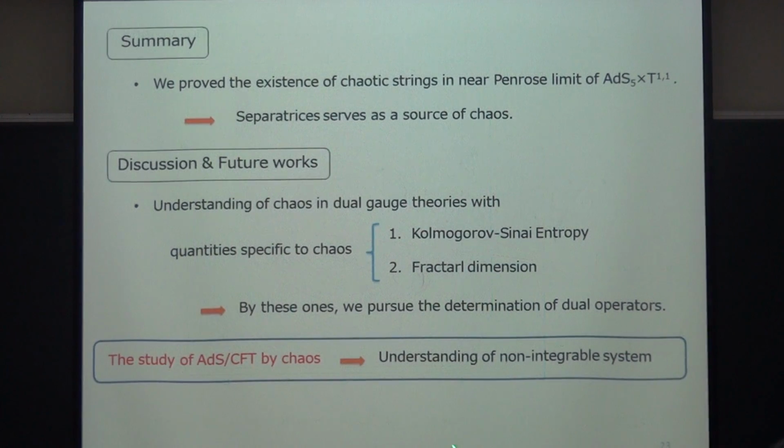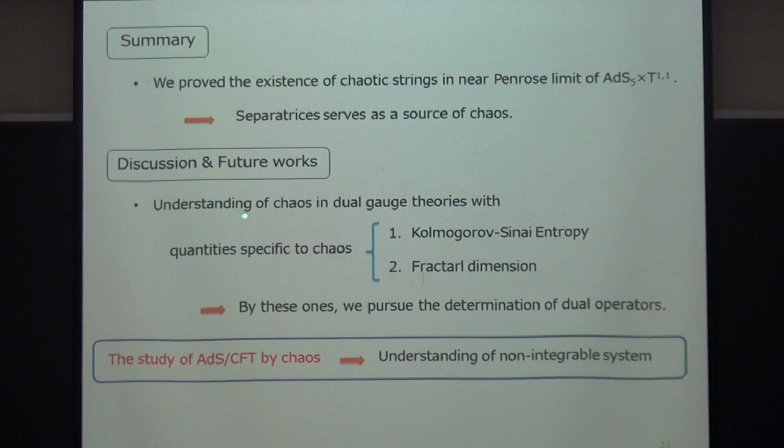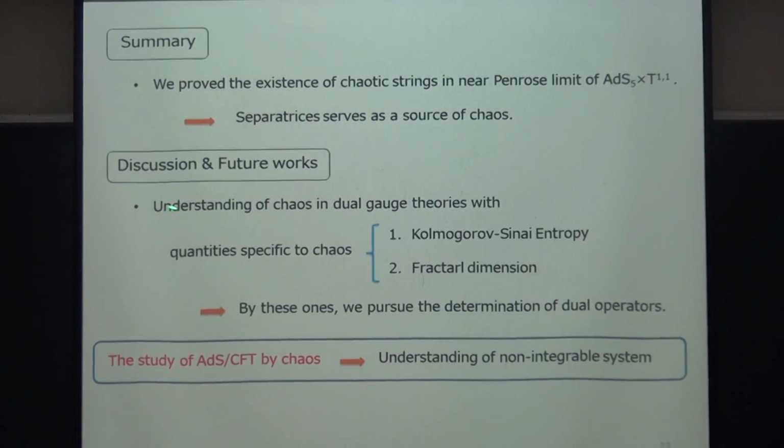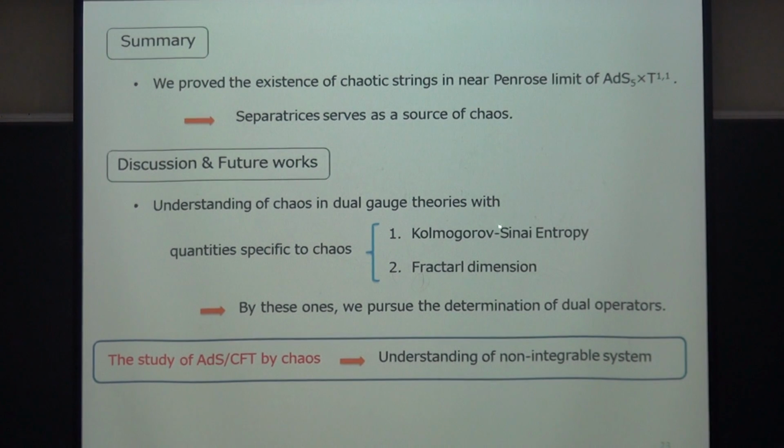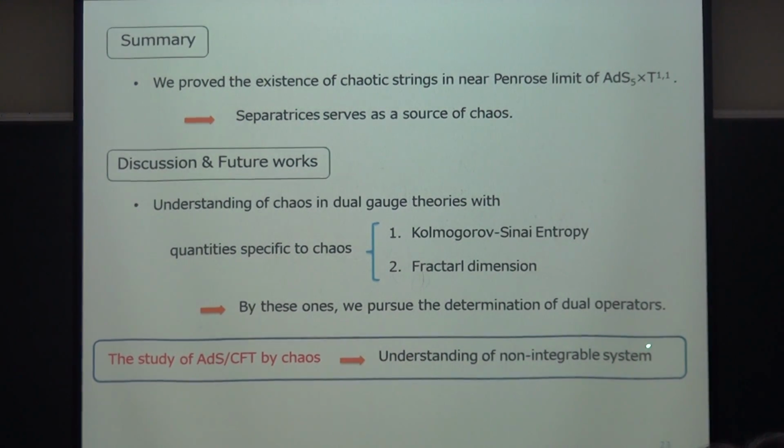Okay, let me summarize my talk. First, we proved the existence of chaotic strings in the near-Penrose limit of AdS5 × T^{1,1}. And in this case, the separatrix serves as a source of chaos. And as a future direction, we'd like to pursue the understanding of chaos in the dual theory with concepts specific to chaos, like Kolmogorov-Sinai entropy and fractal dimensions. And lastly, I'd like to say that the study of AdS chaos might be one possible path for the understanding of non-autonomous systems. Okay, thank you for your attention.